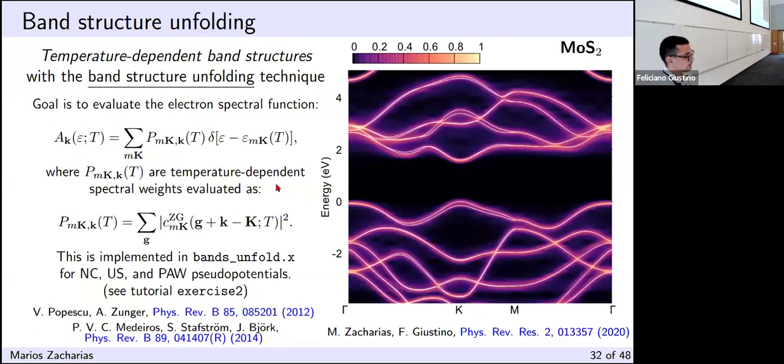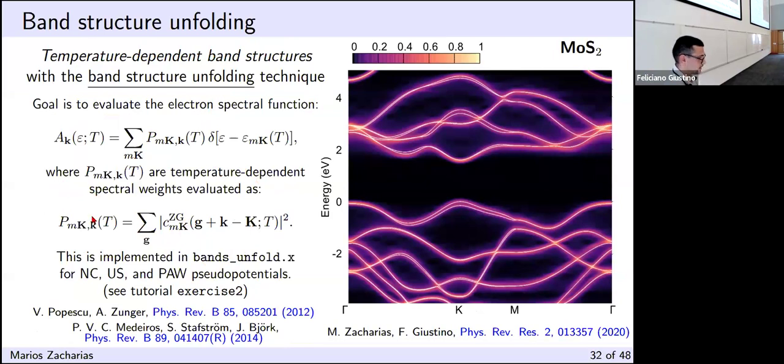How do we do that? We evaluate the electron spectral functions, and we need to evaluate the spectral weights, which depend essentially on the plane wave coefficients evaluated for the supercell, given that the wave vector of the electron wave function in the supercell can be mapped to the wave vector of the electron wave function in the unit cell by a reciprocal lattice vector of the unit cell.